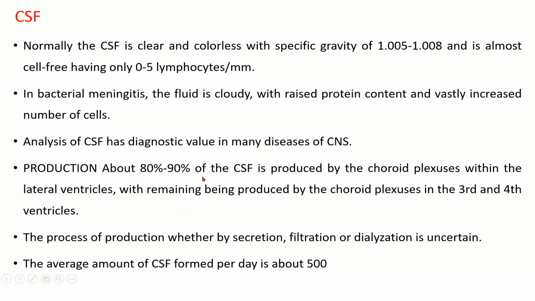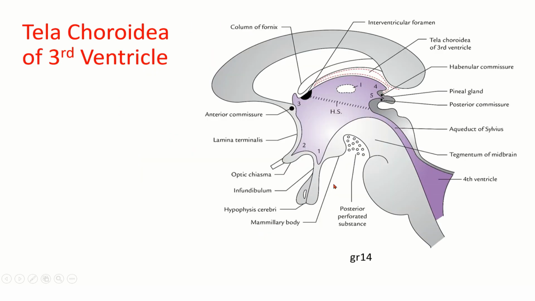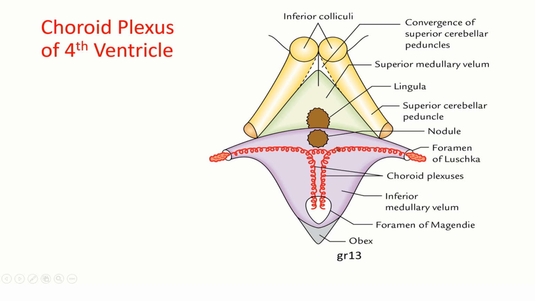About 80 to 90% is produced by the choroid plexus of the lateral ventricle, and the remainder by the choroid plexus of the third and fourth ventricles. The process of production is not clear; it may be by secretion, filtration or dialysis. The average amount of CSF formed per day is 500 ml. You can see here the choroid plexus of the lateral and third ventricles, the tela choroidea of the third ventricle, and the tela choroidea of the fourth ventricle. You can also see the choroid plexus in the fourth ventricle.